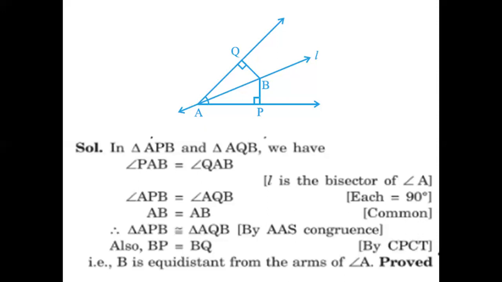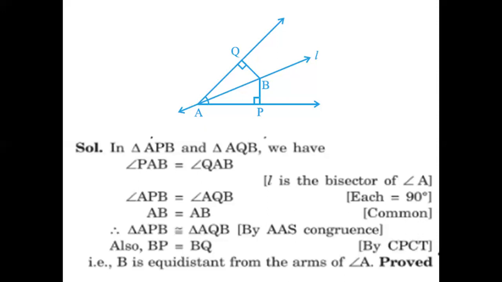Also, if you observe the figure, there is something common to both the triangles, that is, triangle APB and triangle AQB. What is common to both of them? Yes, the side AB. So, over here, I shall conclude that triangle APB is congruent to triangle AQB by the AAS congruency rule. I hope that's clear to all.